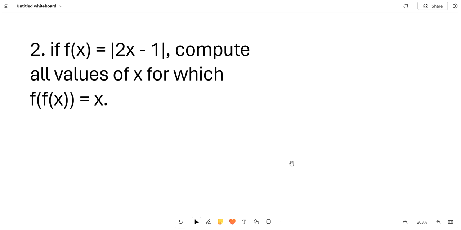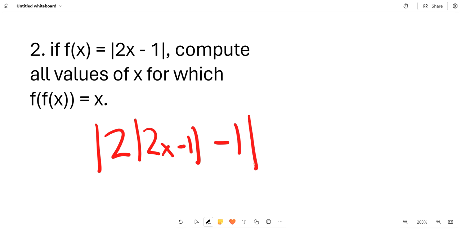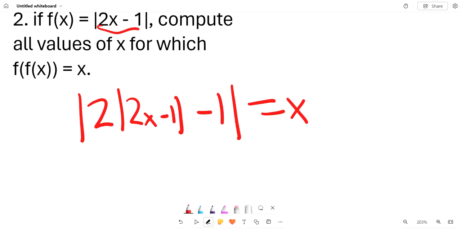So this is number 2 on week 31 quiz, and it says if f(x) equals |2x minus 1|, compute all values of x for which f(x) equals x. So if we input this into here, it's just going to become |2x minus 1| equals x, because we're essentially just inputting this for x.